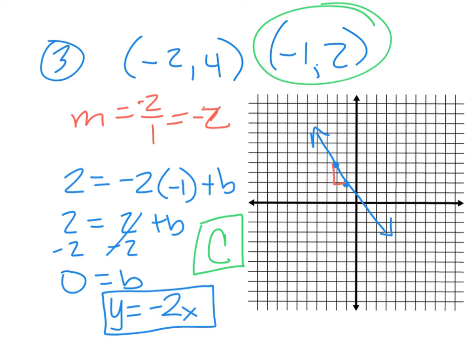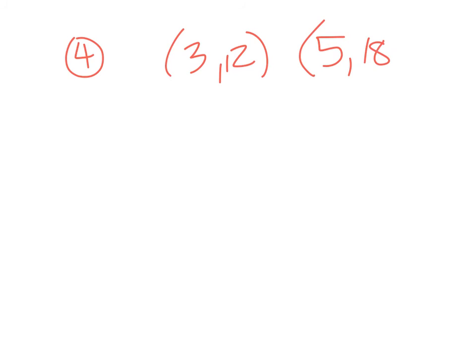All right, last one. Number 4 on your own, on your paper. A 3-week-old kitten weighs 12 ounces. Sounds like a point. 2 weeks later, so how many weeks is it now? 5 weeks. It weighs 18 ounces. How old is the kitten when it weighs 27 ounces? So we want 27 eventually.